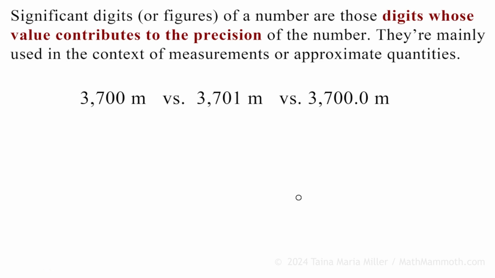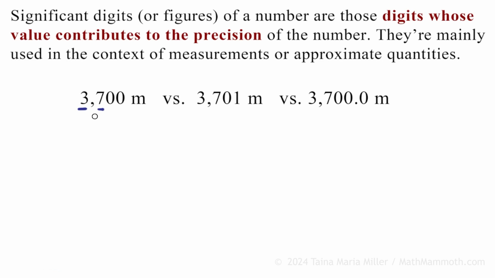Maybe it's a rounded measurement. Maybe somebody originally measured 3,667.5 something and then rounded it to this. We don't know. So therefore in this 3,700, only the 3 and 7 are significant digits as far as we can tell. So it has 2 significant digits.